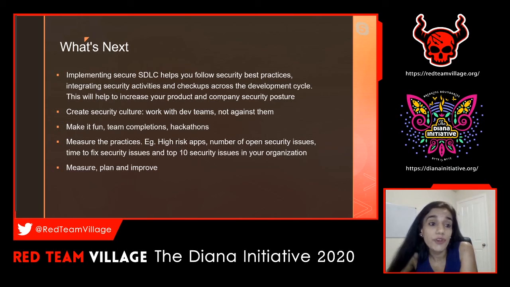And the last thing that I'm going to talk about is to measure the practices. Have a dashboard. Track your high-risk applications and the number of open security issues. How much time are people spending in fixing those open issues? Are they actually getting fixed, or have they been open for a long time? Because if they're open for a long time, then you have to escalate it. You have to make somebody accountable. So have a dashboard and make sure it's regularly updated. And list all the top 10 security issues in your organization. And last, measure, plan, and keep improving by moving left in the SDLC.